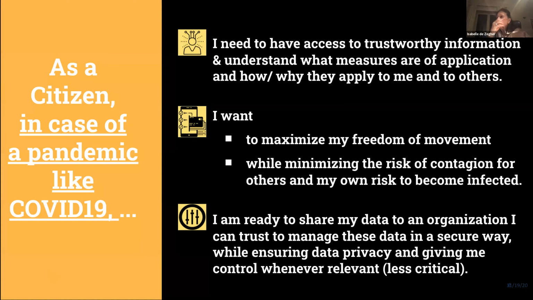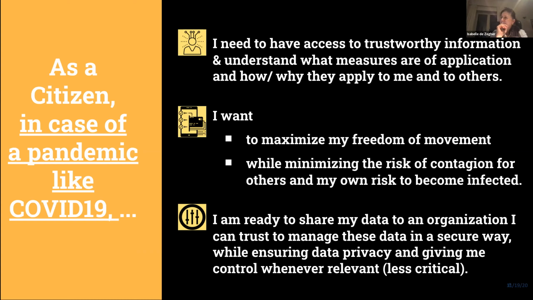So what we did in My Data for Pandemics is to try to understand what the people want. At the very beginning, we thought maybe that's just what they want, to have more freedom of movement. But the study we did across people in different countries, I think it was Canada, UK and Italy, and I think there's another one, anyway, what came out clear and loud was that the people wanted access to trustworthy information and to understand what measures are of application and how and why they apply to them. So the need for information based on data that are adapted to the people is very important.